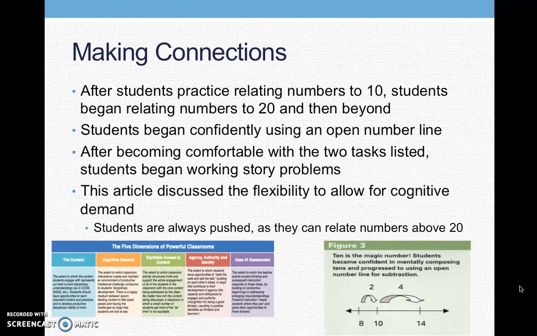This article discussed the flexibility to allow for cognitive demand. So this means that students would be able to use open number lines if they understand the 10 frame concept well. As some students do not understand the 10 frame concept well, they can just use the 10 frames. So it's easy to be like, okay, you understand the 10 frames, so go ahead and use an open number line. So it allows their brains to really be thinking. So students are always pushed as they can relate to numbers above 20.